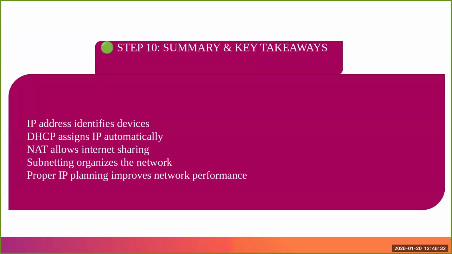Now, summary and key takeaways. IP address identifies devices. DHCP assigns IP automatically. NAT allows internet sharing. Subnetting organizes the network. Proper IP planning improves network performance. Very, very important. This slide, everything is just summarized and precise for our assimilation. And I believe that this is actually like a master class of a basic network class.